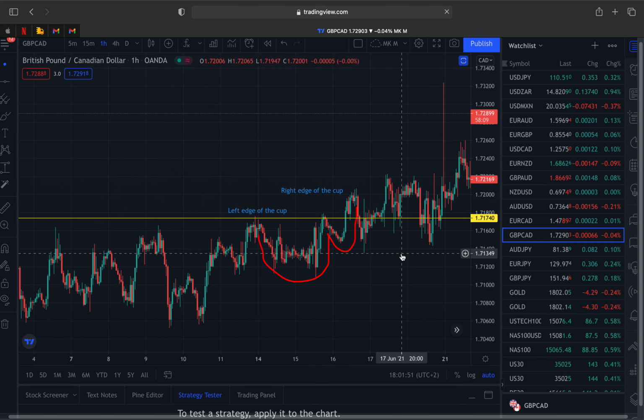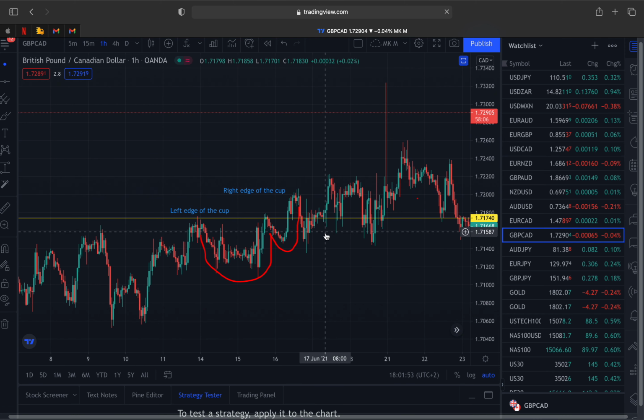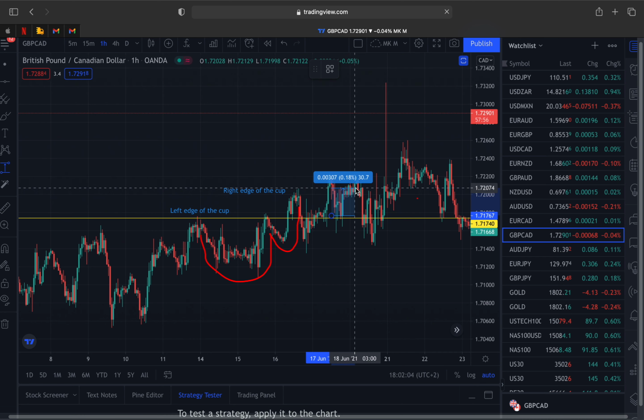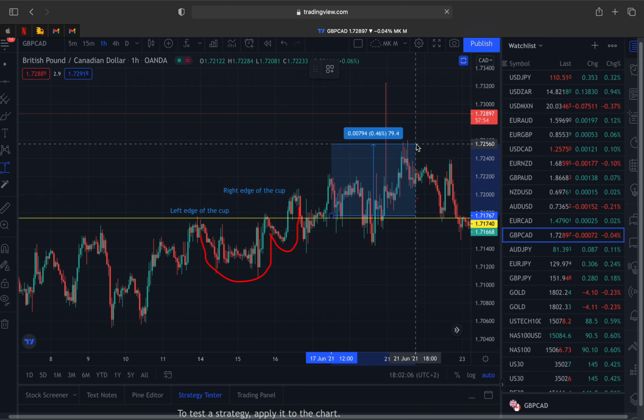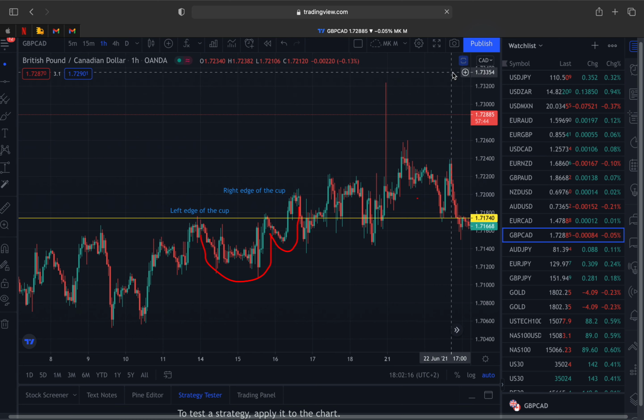So as you can see, after here the market pushed up. It's a few pips, but let's just see. Let's say you entered here. You could have caught around about 80 pips there. Nice, as you can see. So that's how we draw our cup and handle, guys.